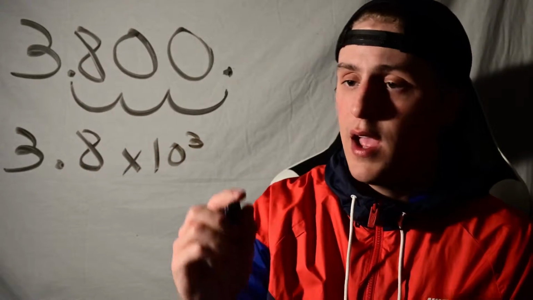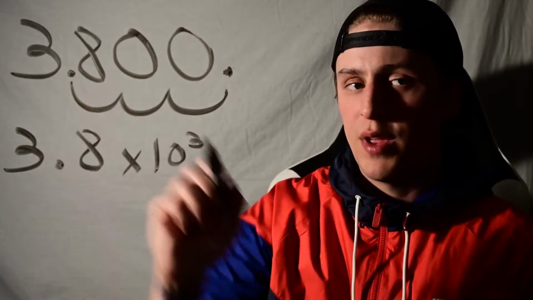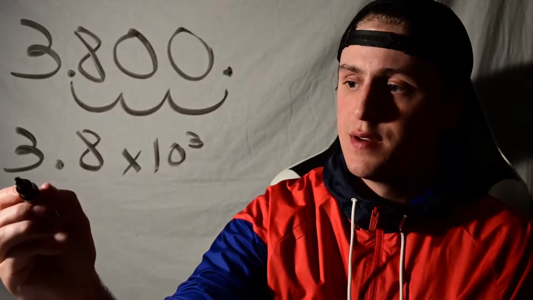So we would rewrite this as 3.8 times 10 to the power of 3. And it's to the power of 3 because we moved it 1, 2, 3 decimal places. And this is now in scientific notation. This means the same as this, but this is more proper. I know it looks more complicated, but it's more proper.